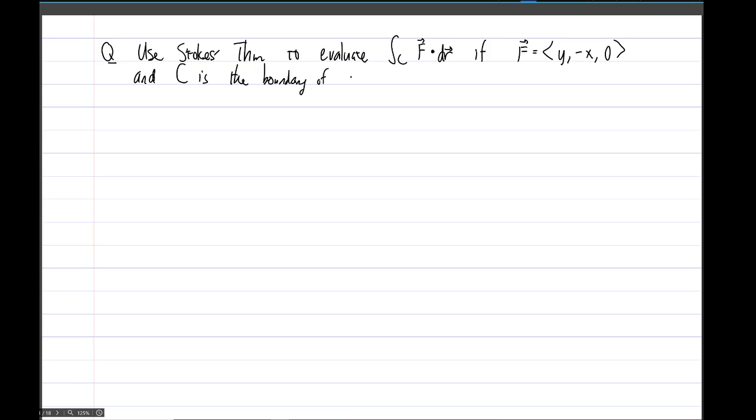of the surface S, which is equal to the following set of points. So the surface is described as points (x, y, 0) in three-dimensional space, satisfying x squared plus y squared is less than or equal to 9. And this C here is traversed counterclockwise when viewed from above.